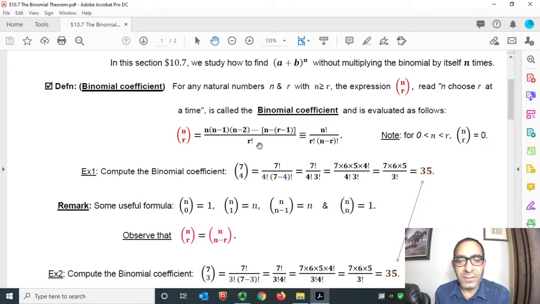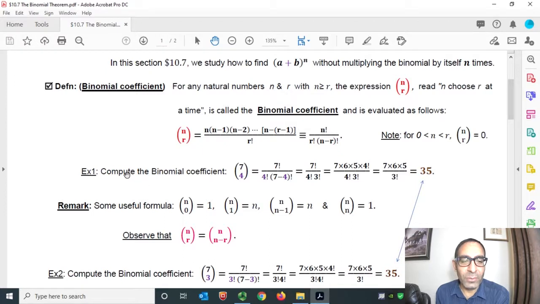this is the fraction here, in the numerator n times n minus 1 times n minus 2 times n minus 3 times dot dot dot n minus r minus 1 over r factorial, or n choose r equals n factorial over r factorial times n minus r factorial. So this is the value of this binomial coefficient n choose r.